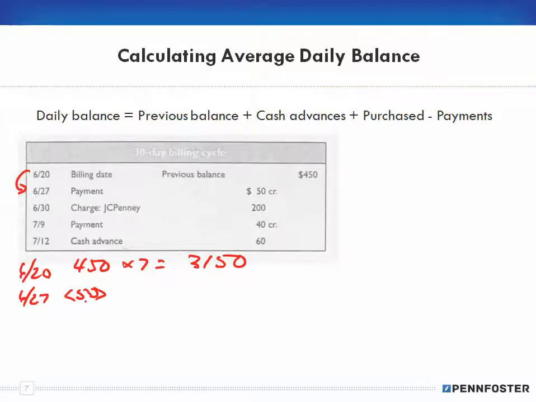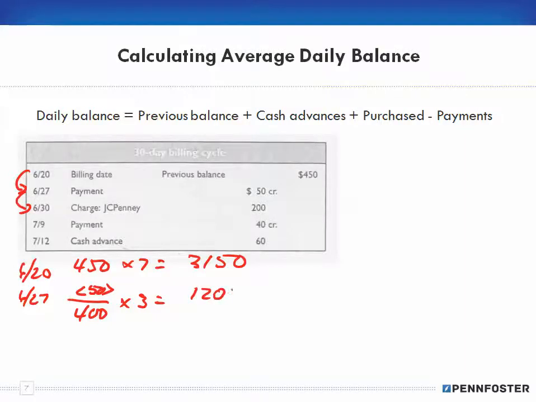Because you're paying it. And that was, before your next charge, for 3 days. Okay, well, if you're making a $50 payment, that means at that moment in time you only owe $400. Actually, let me write it there instead. It might be easier to understand. So I'm subtracting 50 here, which means you only owe $400, and you owe it for 3 days because it's between 6/27 and 6/30.